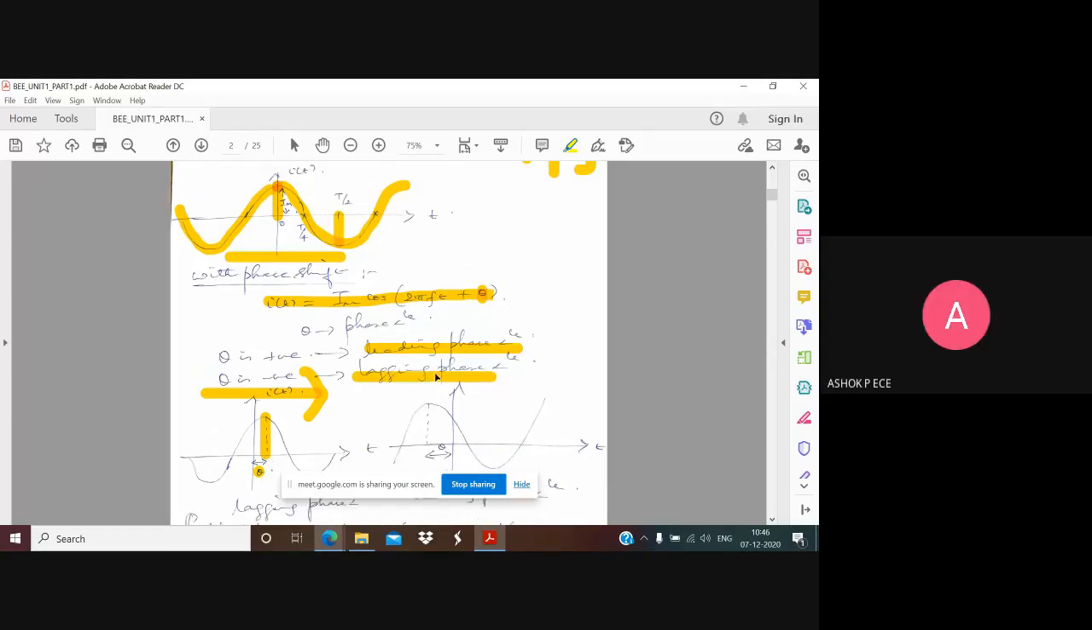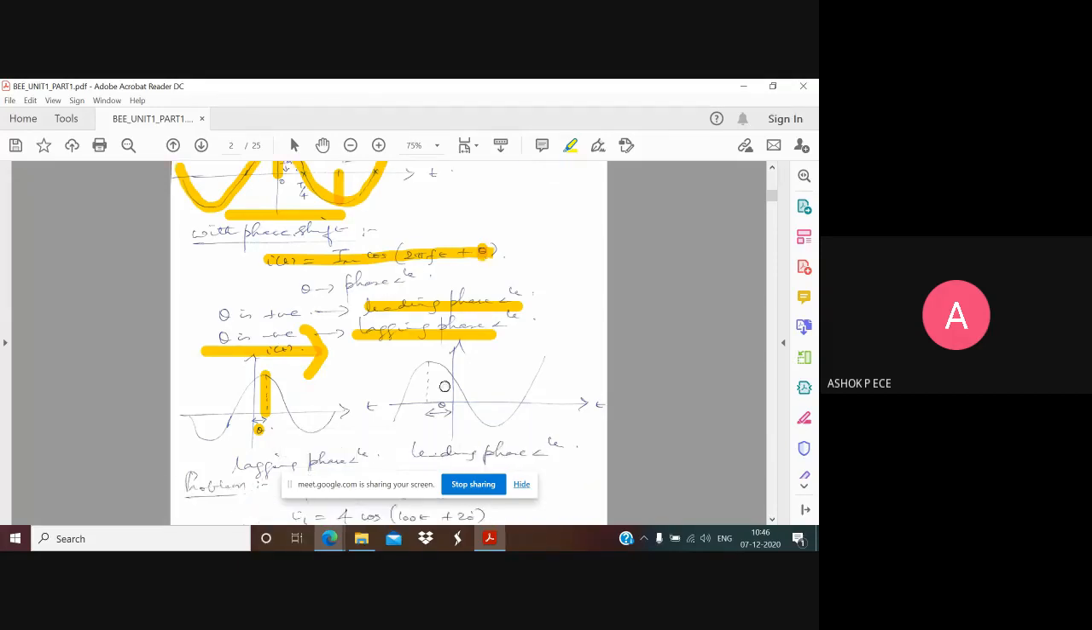Say your bus should come at 7 a.m., but the bus is coming only at 7:10. Is it leading or lagging? Lagging. Correct. So the first example is lagging by theta. Lagging means it is running late by theta.